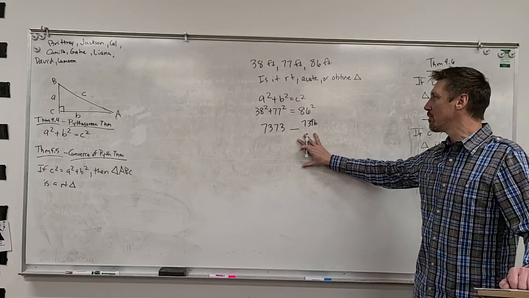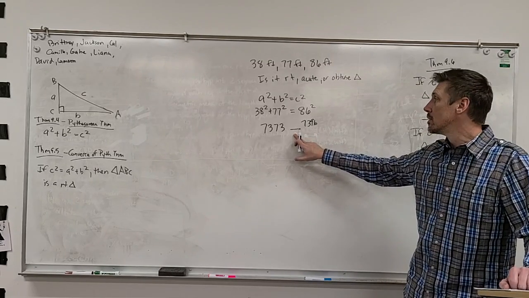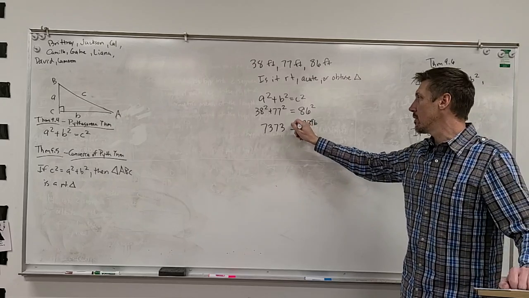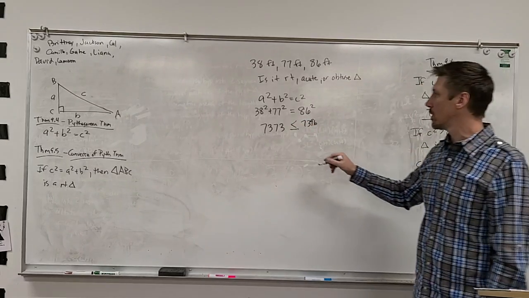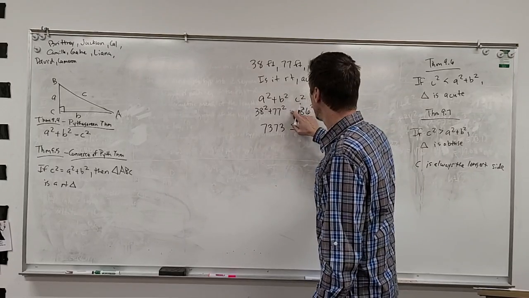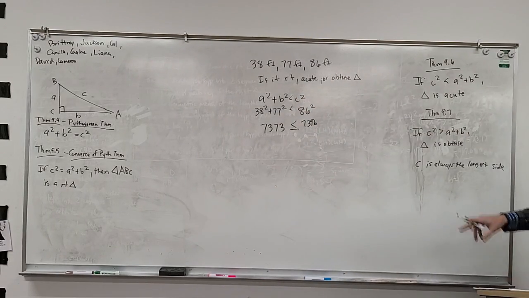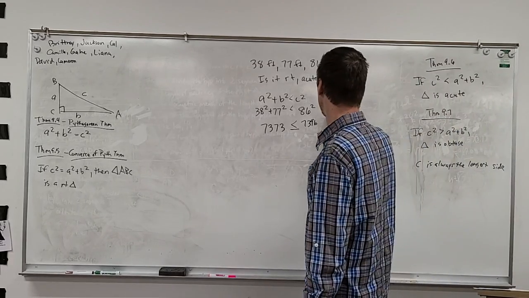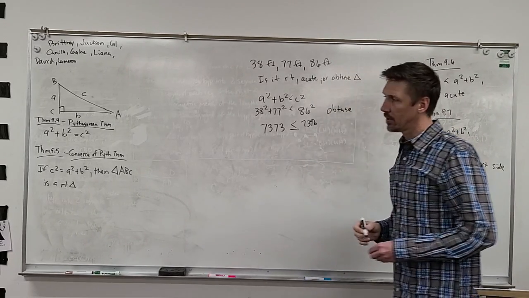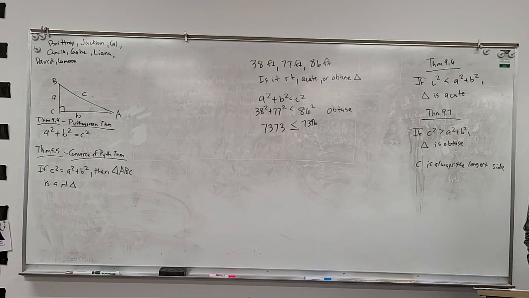All right. So which symbol am I going to write in here? They're not equal. This side is greater than that side. So because my c squared is greater than the a squared plus b squared, what kind of triangle do I have? I have an obtuse triangle. So does everybody see how we can figure that out? Make sense?